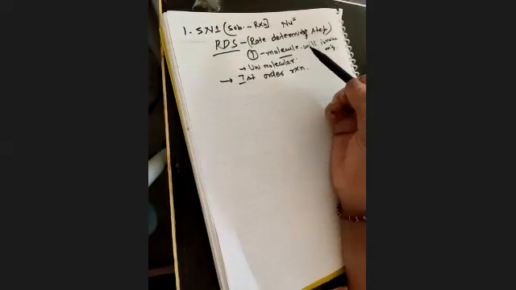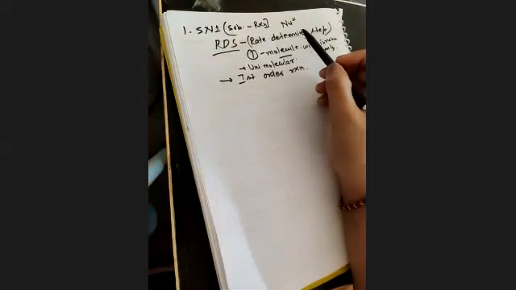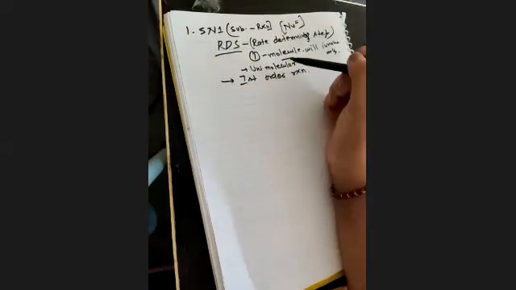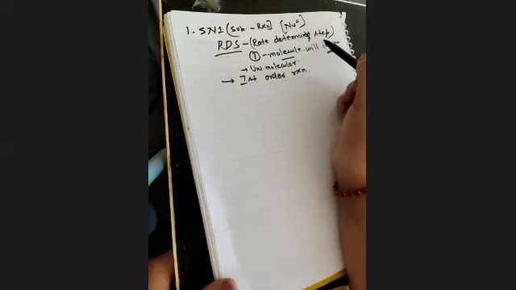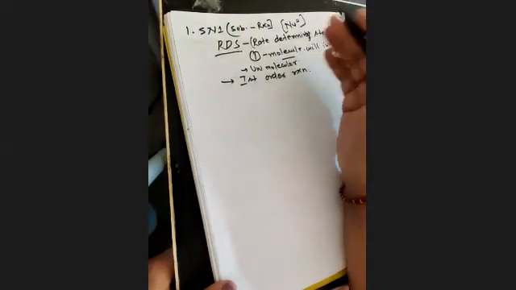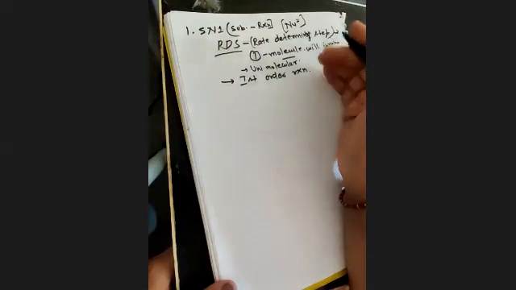So let's just start with the SN1 type of reaction, the SN1 nucleophilic substitution reaction. So what happens? The rate determining step involves only one molecule. This RDS involves only one molecule, which means the substitution takes place within one molecule.